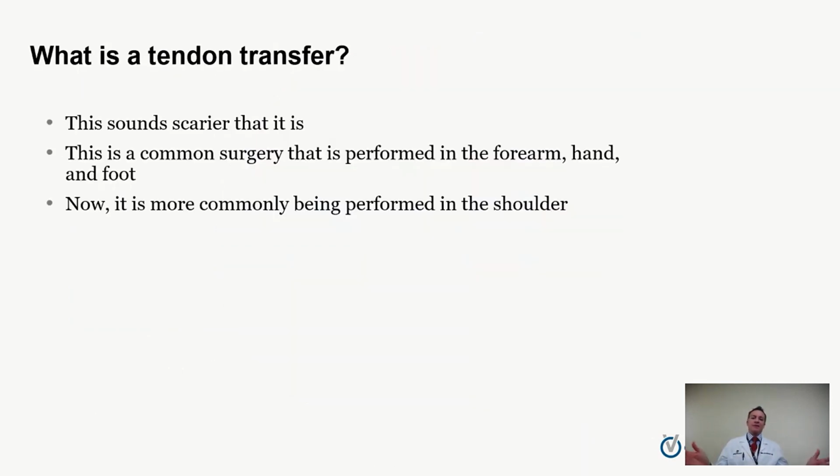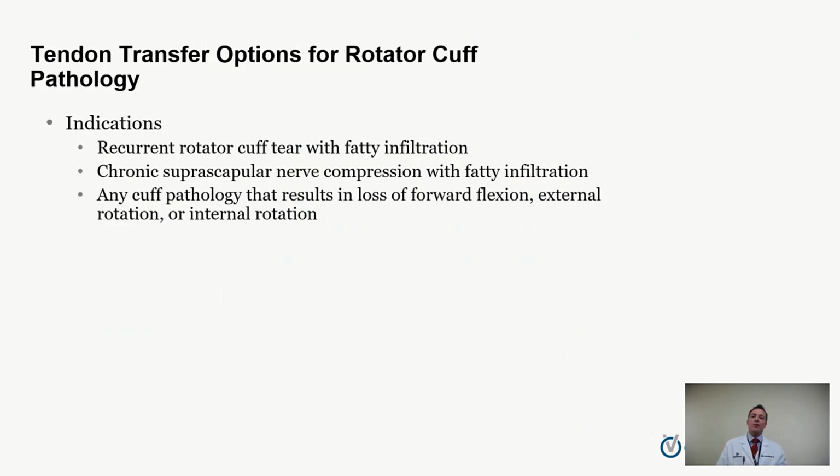So it definitely sounds scarier than it is. This is something that has been done in the hand, in the forearm, and the foot for really more than 70, 75 years. It's also been done a lot in pediatric brachial plexus injuries, which is a topic for an entirely different day. But the point being, in the world of orthopedics, it's very, very common. In the world of shoulder surgery in adults, it's a little less common, but is taking off rapidly because patients are doing so well. So who's it for?